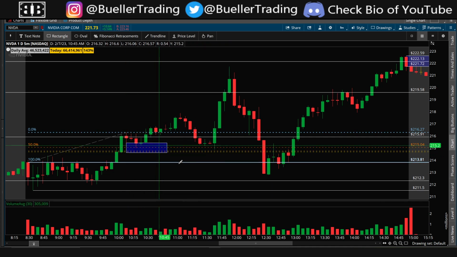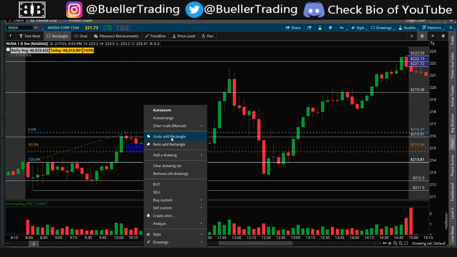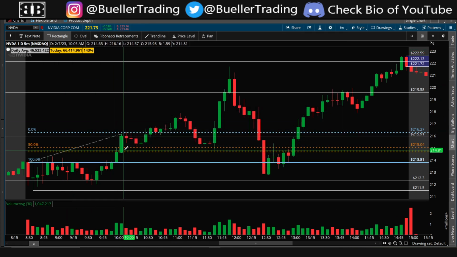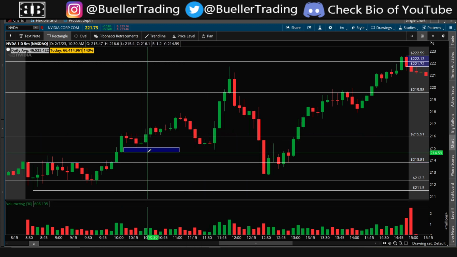I know my cursor is going all out of whack because I'm using the OHLC setting. Let me turn that off so it doesn't do that. Rectangle, highlighting the halfway point, that orange level down to the golden pocket, the GP, the golden area there. And you can see price actually held that perfectly and then continued higher.